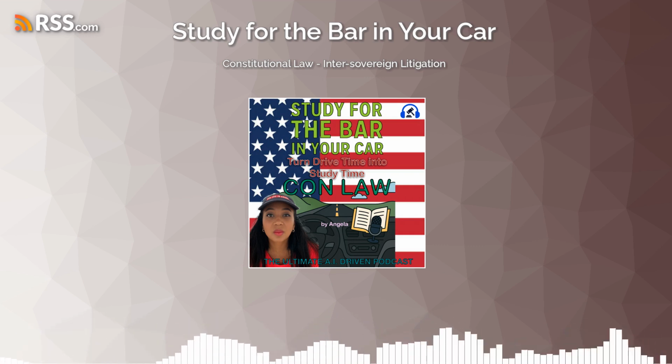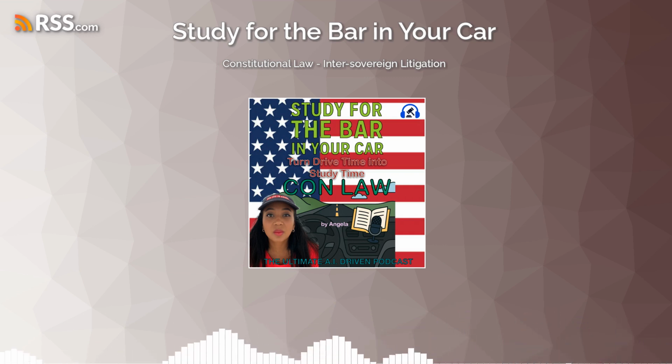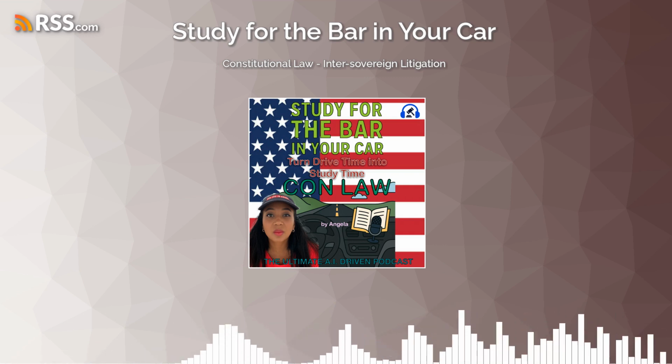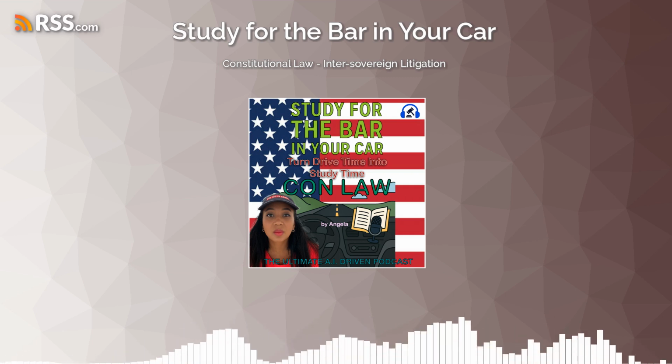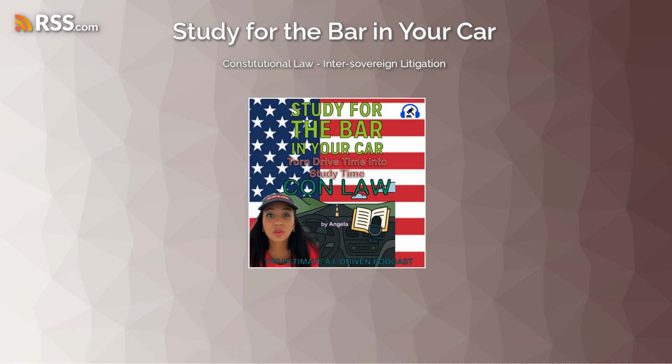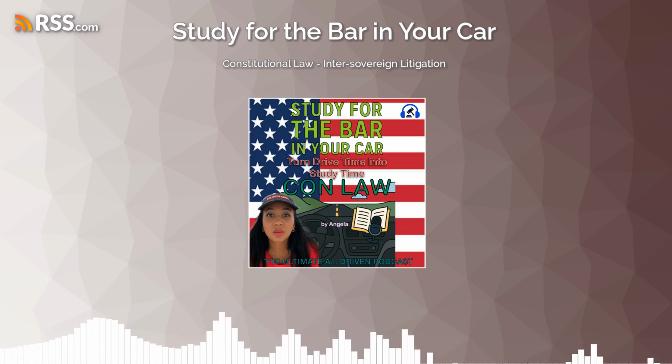Okay, that clarifies the taxation side. Now, let's shift from taxes to lawsuits. Section 5.7 in Angela's outline. Intersovereign litigation. This is about governments suing each other. Pretty much. Who can sue whom between the federal government and the states?